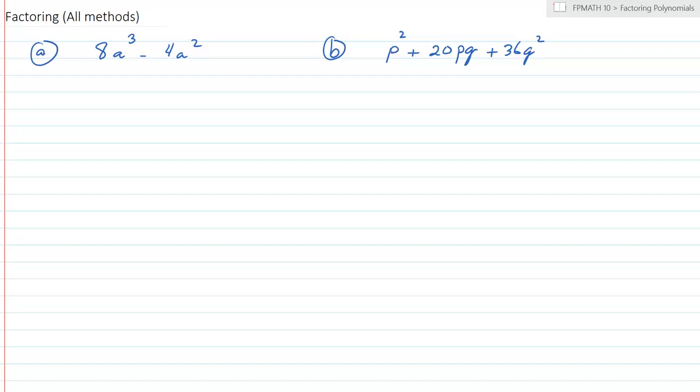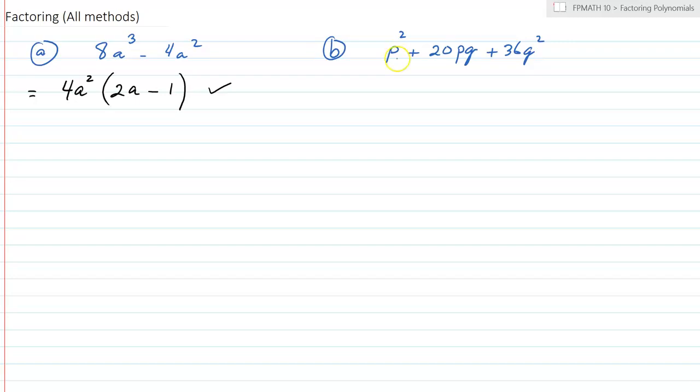8a cubed minus 4a squared. It seems that the GCF in here is 4a squared. So you take 4a squared out. What do you get? You get 2a minus 1. Close the bracket. All right, double check. That's very good. 2a minus 1. We really can't do anything with that. You're done. That's as simple as that. Some questions are that easy. Look at the second example.